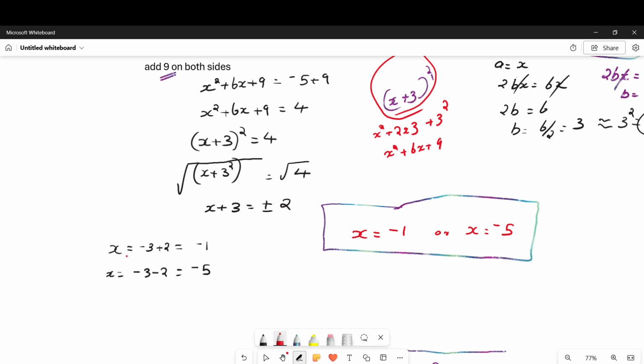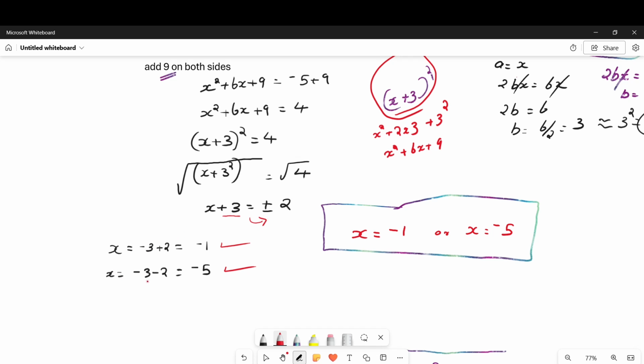So if x is equal to minus 3 plus 2, we take it as plus 2. So minus 3 plus 2, then the value is minus 1. Then if this is minus 2, then x is equal to minus 3 minus 2, so minus 5. Why does this minus 3 come? We take this positive 3 to the right side, so we subtract 3 on both sides. That's why minus 3 came on the right hand side. On the left hand side the 3 will be removed, and on the right hand side the minus 3 will come.